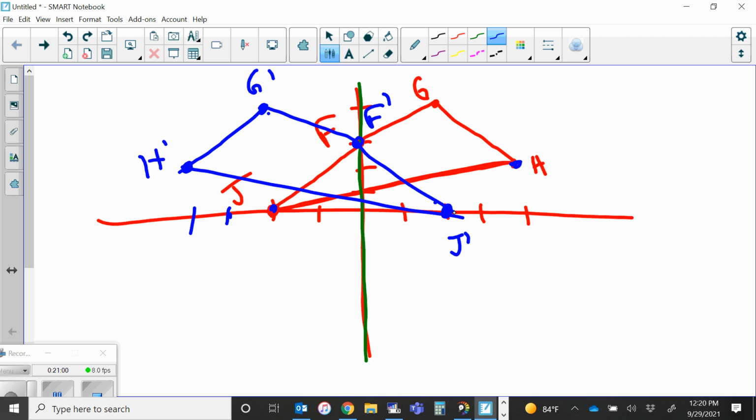And does everybody see how those shapes are reflections of each other? Notice, what did this piece of the thing do? Went to the other side. What did this piece go to? That's the reflection. Yes. I might give you points only and ask you to reflect it. You might have to draw the picture yourself. Whatever you need to do. Okay?